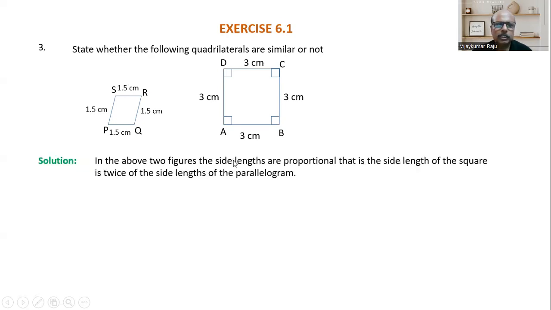In the above two figures, the side lengths are proportional. That is, the side length of the square is twice the side length of the parallelogram. This is a parallelogram, this is a square. The side length is double: 1.5 plus 1.5 is 3. So the sides are proportional. But see the angles here. The square's angles are 90, 90, 90, 90. Here the angle is not 90. So the angles are not equal. Since the angles are not equal, we can say that the above two figures are not similar.